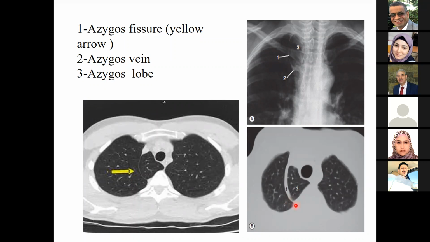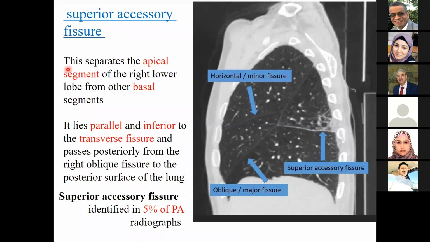Superior accessory fissure. This separates the apical segment of the right lower lobe from the basal segments. It lies parallel and inferior to the transverse fissure and passes posteriorly from the right oblique fissure to the posterior surface of the lung. Superior accessory fissure is identified in 5% of PA radiographs. This sagittal CT scan shows the superior accessory fissure. This separates the apical from the basal segment of the right lower lobe. It also lies parallel to the minor fissure.